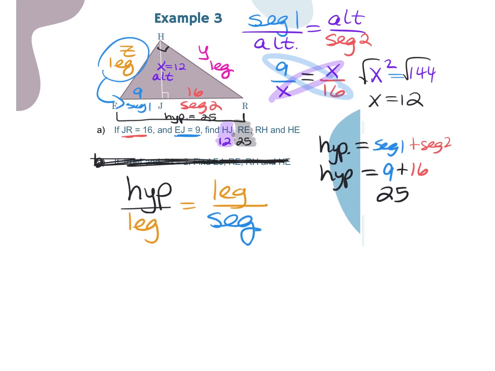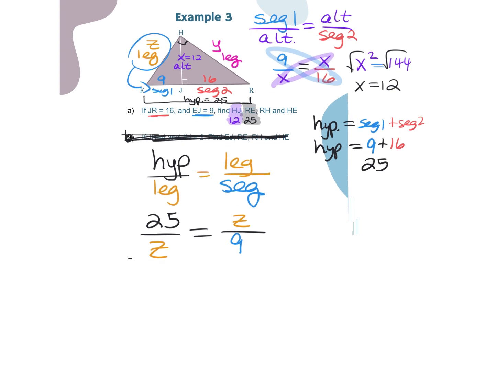So the gold leg, remember, I labeled a Z. I just calculated the hypotenuse. It's 25. So my gold leg is Z. My segment, and then here, my blue segment was 9. So now I do the cross products. So I'm going to multiply Z times Z. This gives me Z squared. And then I'm going to multiply the 25 times the 9. So I'll do that diagonal.